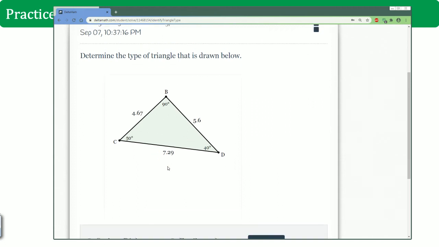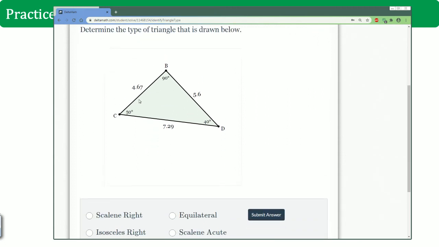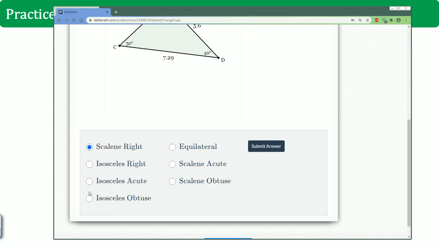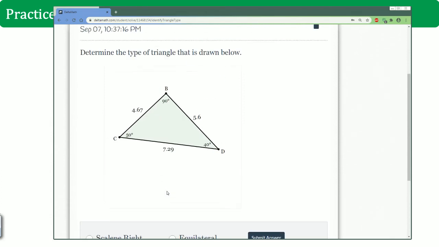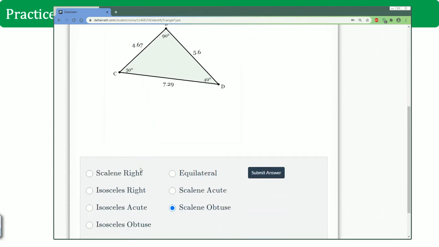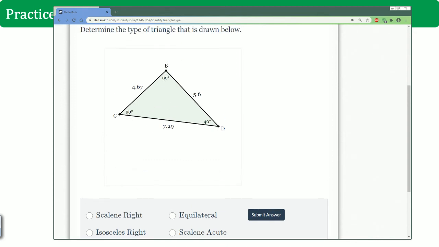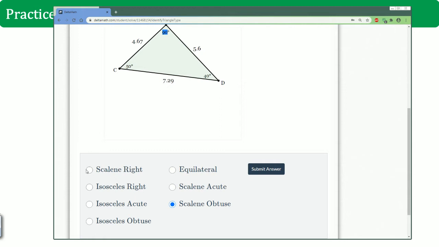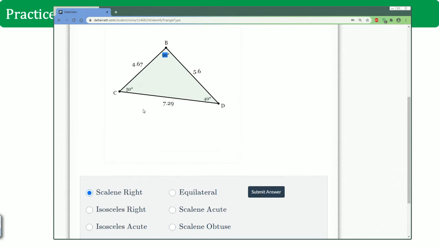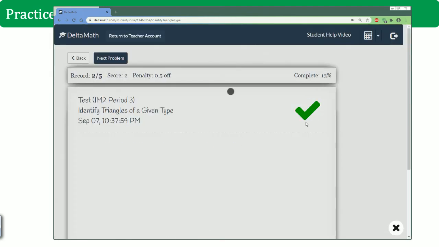Let me do one more. Here, let's look at the sides. This side is 467, 5.6, 7.29. It has to be a scalene, right? Scalene acute or scalene obtuse. It cannot be isosceles because you have no congruent sides. Now let's look at the angles: 40, 50, and 90. Ooh, look, I see a 90. Therefore, I know it has to be a right. So I can go to scalene right. The scalene comes from no congruent sides, and the right comes from that 90 degrees. Correct.